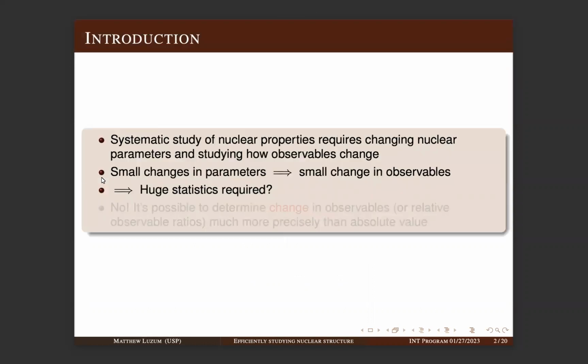So the main problem I want to solve is the following. When you do these systematic studies, you want to continuously change these properties of the nucleus and see what changes in the observables. But typically when you change these nuclear properties, the change in the observables is rather small, as we find when we do all these isobar studies. And so, at least naively, this requires many, many events, and these are very large statistical demands.